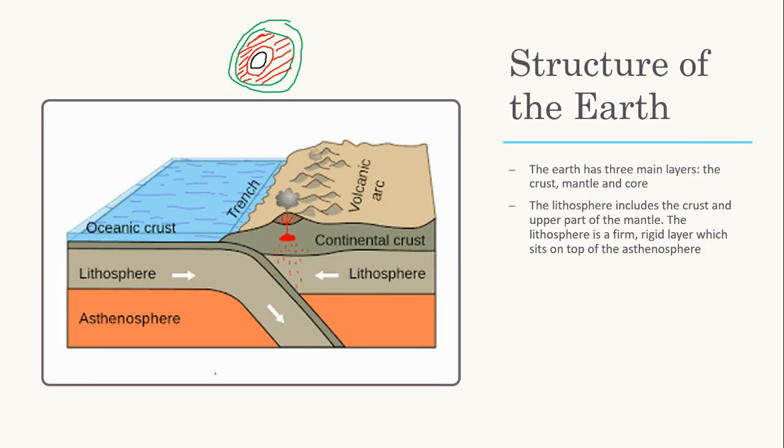The lithosphere is going to include the crust and upper part of the mantle, which is, this is the crust and this is the upper part of the mantle. So this section here is the lithosphere, and we're just going to abbreviate that as lit. The lithosphere is a firm, rigid layer which sits on top of the asthenosphere. So the asthenosphere is going to be the bottom part of the mantle.